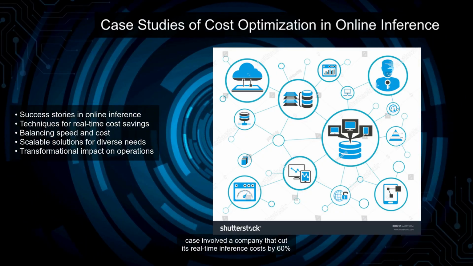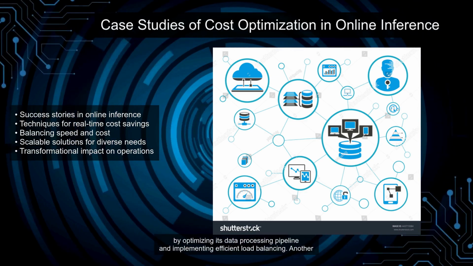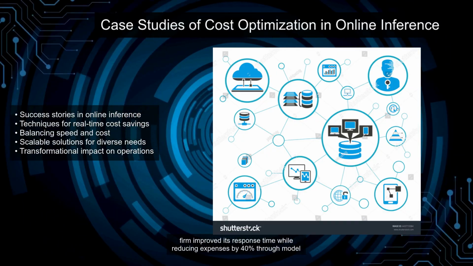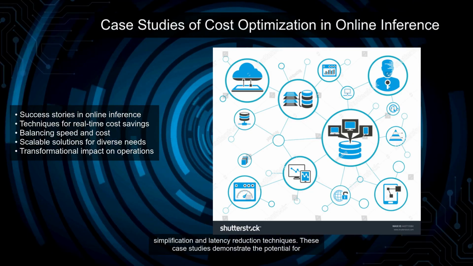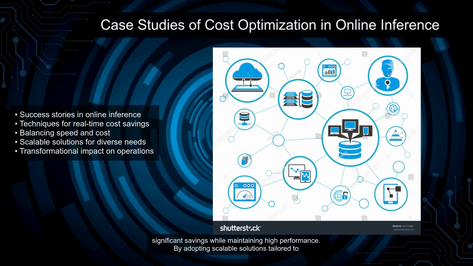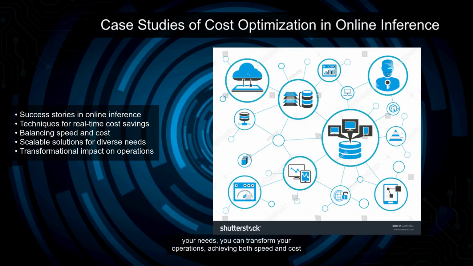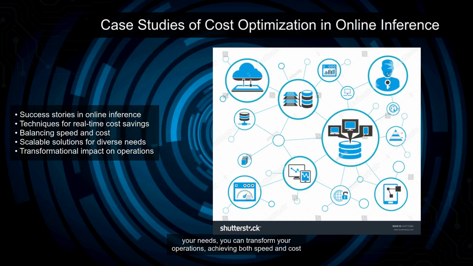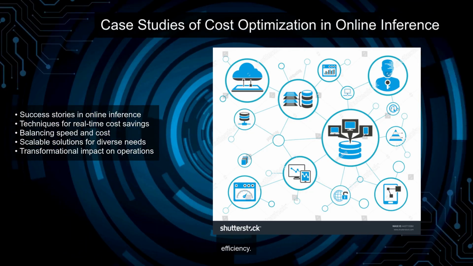Online inference presents unique challenges and opportunities for cost optimization. A successful case involved a company that cut its real-time inference costs by 60% by optimizing its data processing pipeline and implementing efficient load balancing. Another firm improved its response time while reducing expenses by 40% through model simplification and latency reduction techniques. These case studies demonstrate the potential for significant savings while maintaining high performance. By adopting scalable solutions tailored to your needs, you can transform your operations, achieving both speed and cost efficiency.